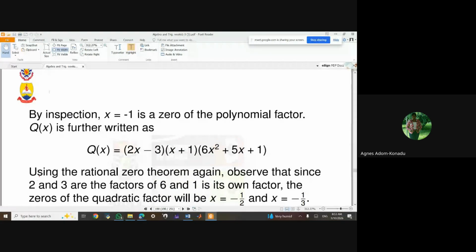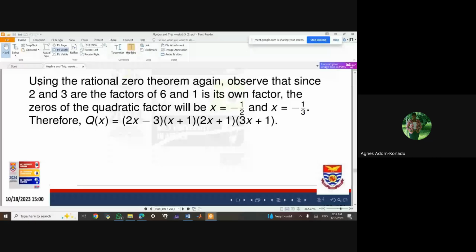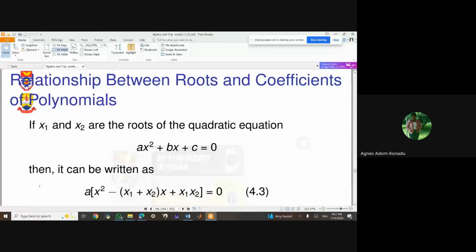And then we've also learned about the factor theorem. So we know the factor theorem. Okay, so want to continue.